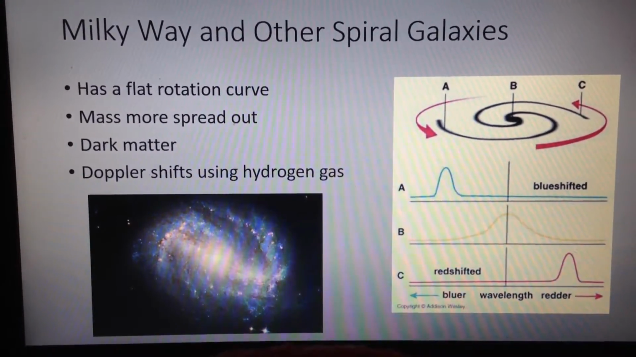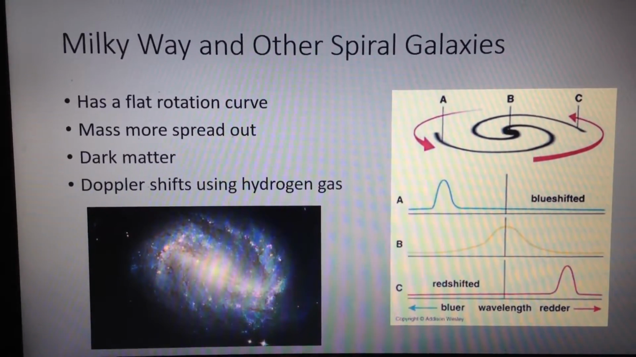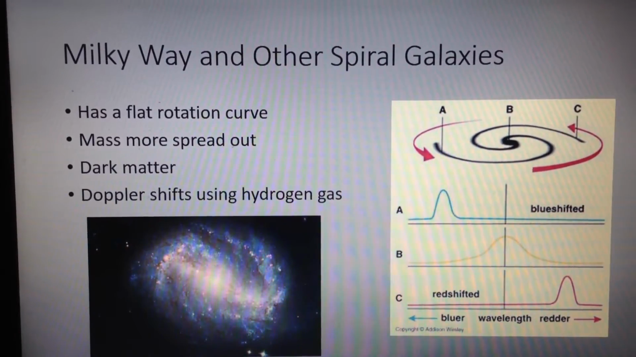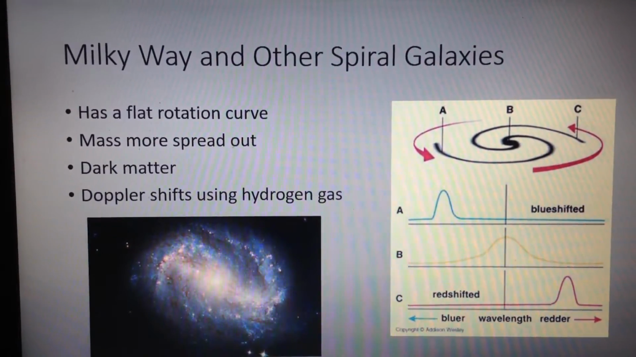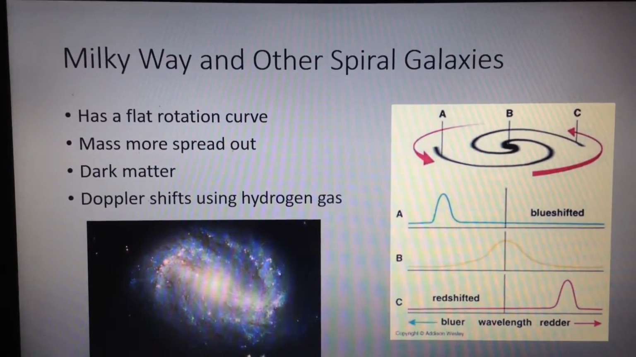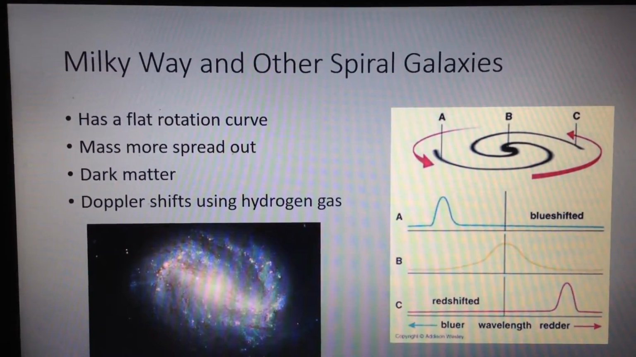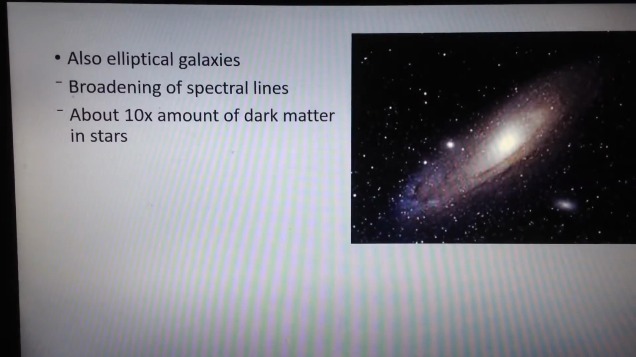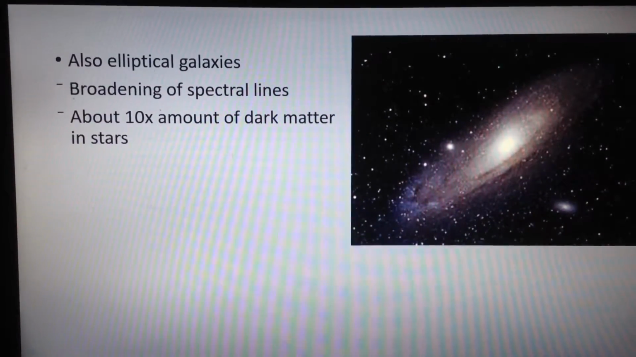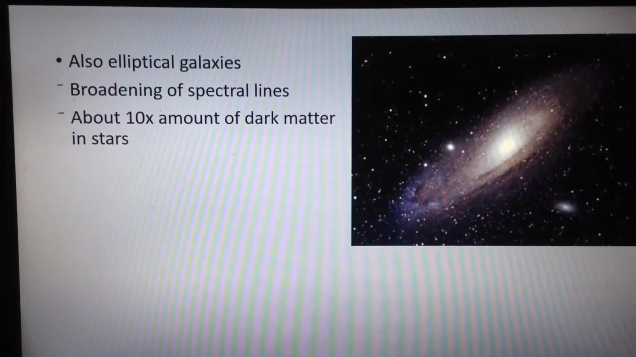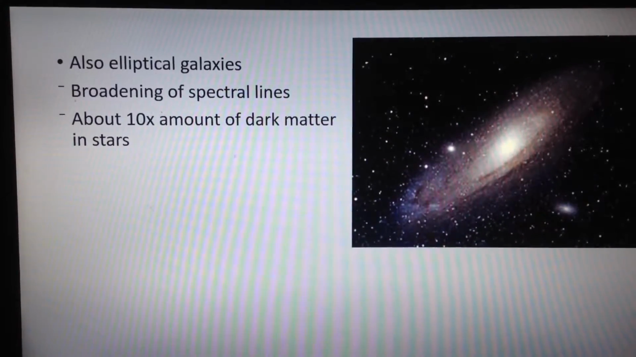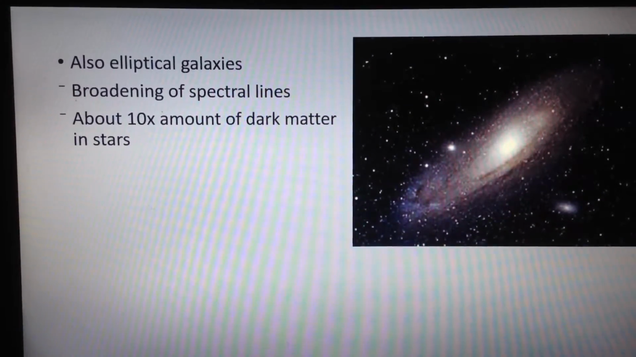To measure the rotation curves of other spiral galaxies, scientists use the Doppler shift with hydrogen gas. This shows they all tend to have flat rotation curves as well, which also indicates extreme amounts of dark matter in all of them. Broadening of spectral lines in elliptical galaxies shows scientists how quickly the stars are orbiting. There are about 10 times the amount of dark matter as stars in these galaxies.